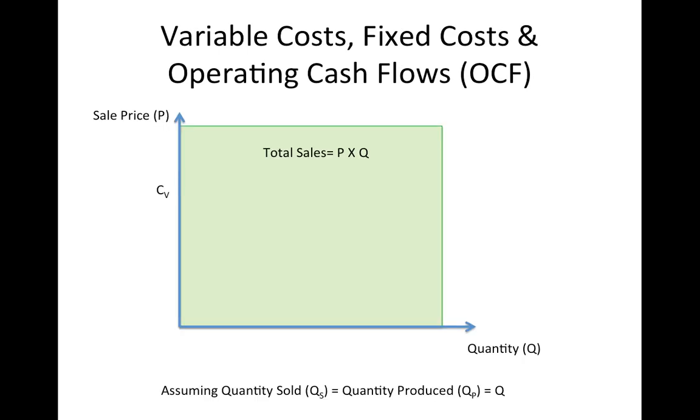Pretty simple. So let's just start out at the beginning. The total sales for a company is the sale price, which we'll call P, times the quantity sold. All right. Now you'll see down here, I'm saying that quantity sold equals quantity produced equals Q. So I'm just putting a Q up in here. You'll see here in a minute why I do that. But basically, total dollars worth of sales equals the price I sell at times the quantity I sell.